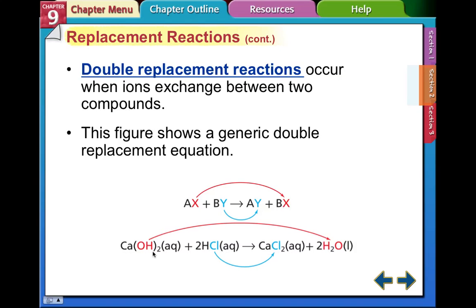Here is an example that is written out for you. You have calcium hydroxide plus HCl is going to yield calcium chloride. The hydroxide has moved to go with the hydrogen and the chlorine has come over to combine with the calcium. So you have calcium chloride plus water.